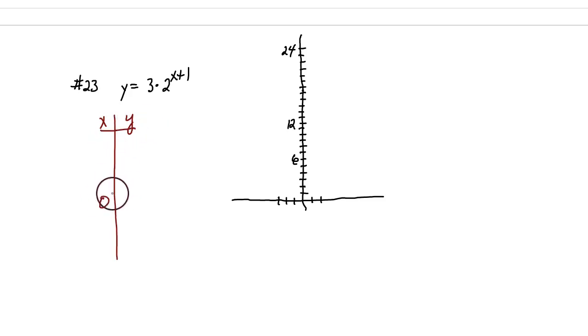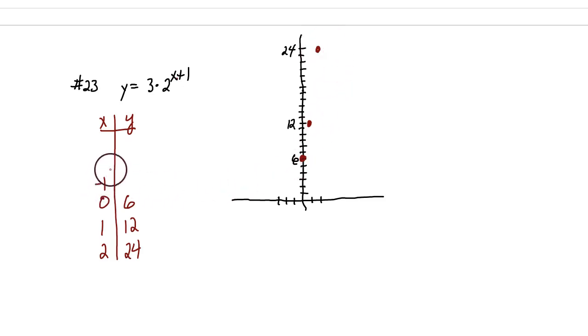And choose 0 for x. 0 plus 1 makes 1, 2 to the 1 is 2, and 3 times 2 is 6. So the y-intercept this time is 0, 6. Let's choose 1 for x. 1 plus 1 makes 2, 2 to the second is 4, and 3 times 4 is 12. So 1, 12 is a dot on the graph. Let's choose 2. 2 plus 1 is 3, 2 to the 3 makes 8, and 3 times 8 is 24. So 2, 24 is a point on the graph.